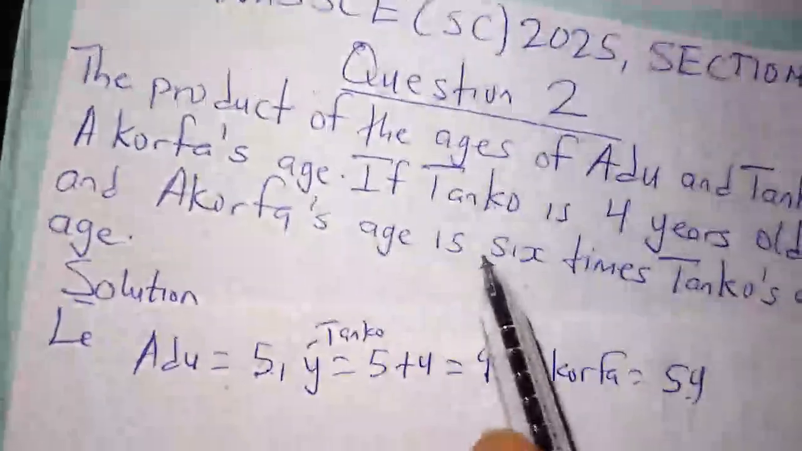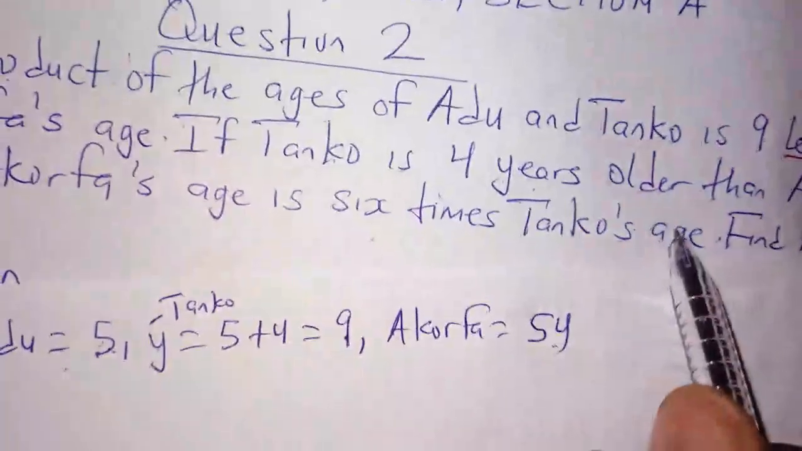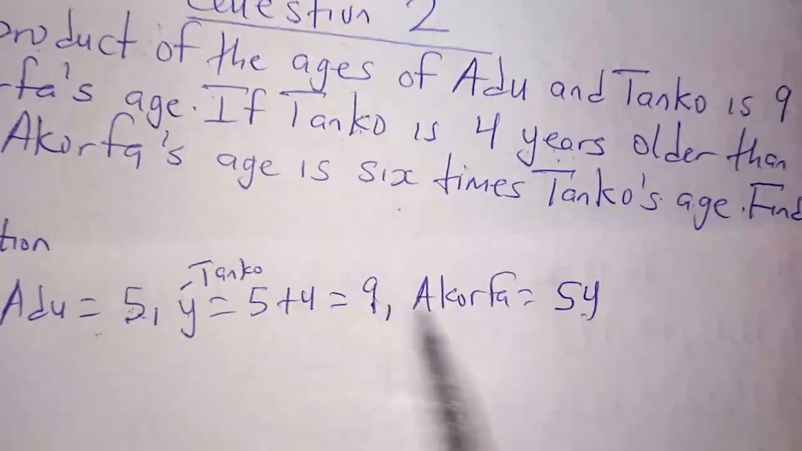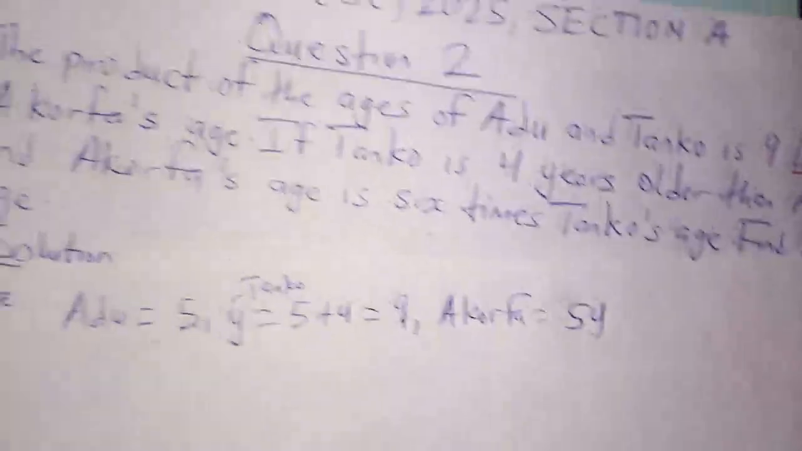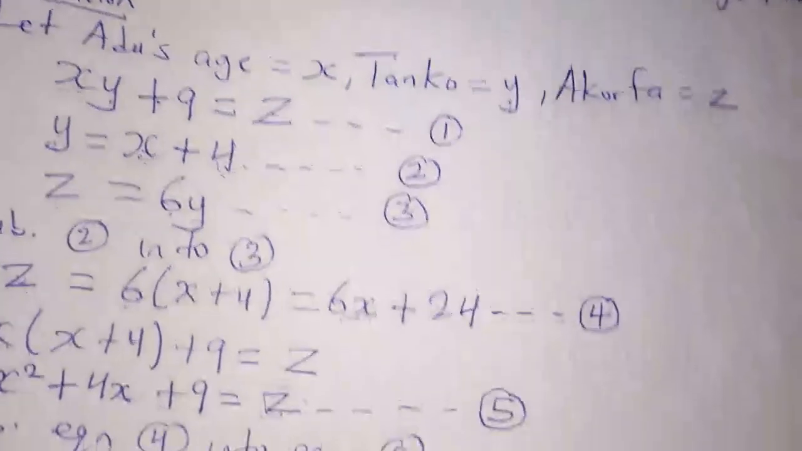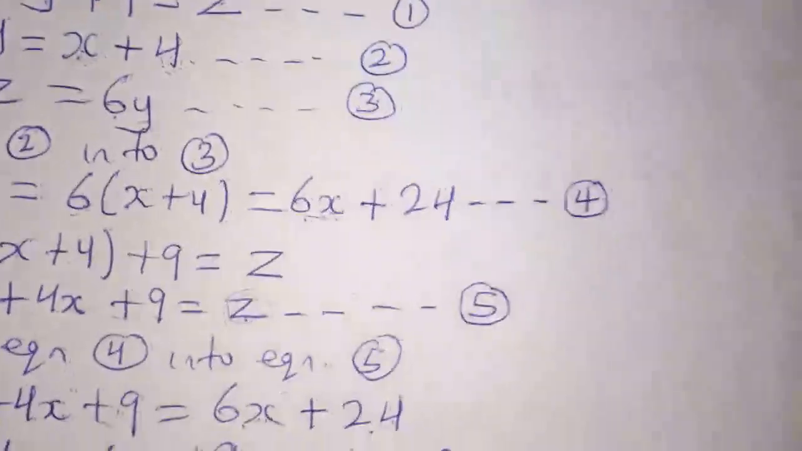And Akufa's age is 6 times Tanko's age. What is Tanko's age? 9. What is 6 times 9? 54. All the conditions are fulfilled. So when you solve a word problem question, it is very easy for you to check if what you have done is right or wrong. If my answers do not meet any of the conditions, any of the statements, then I know something is wrong somewhere. And with this, we come to the end of this second question too. Thank you for listening.